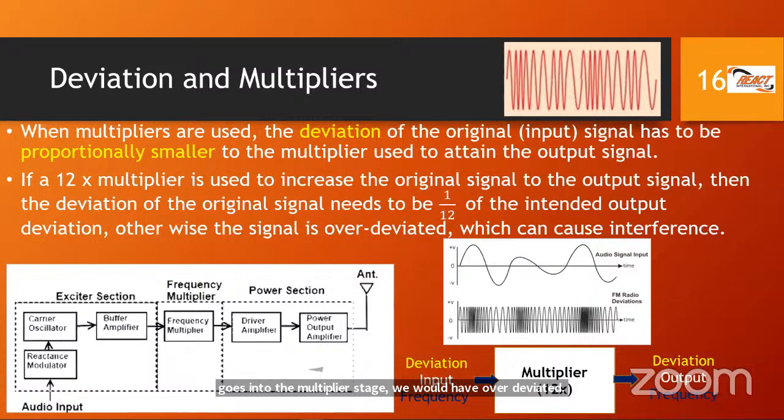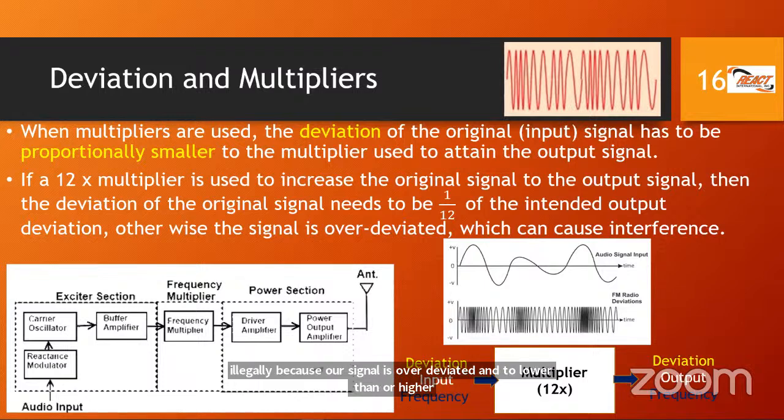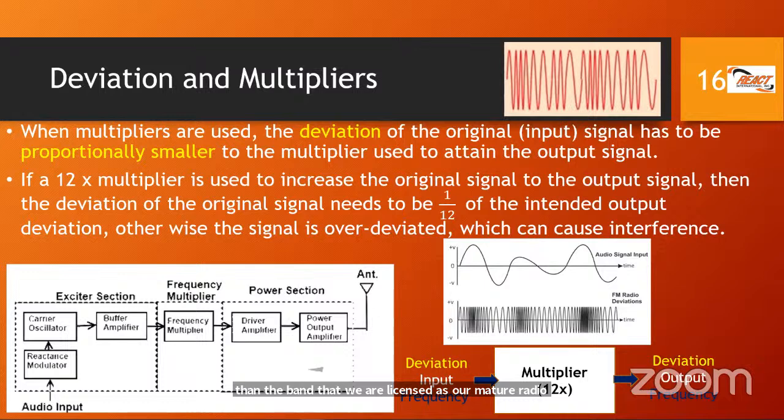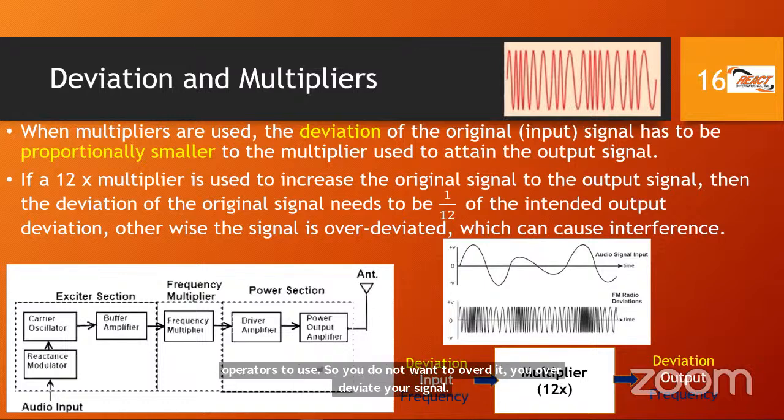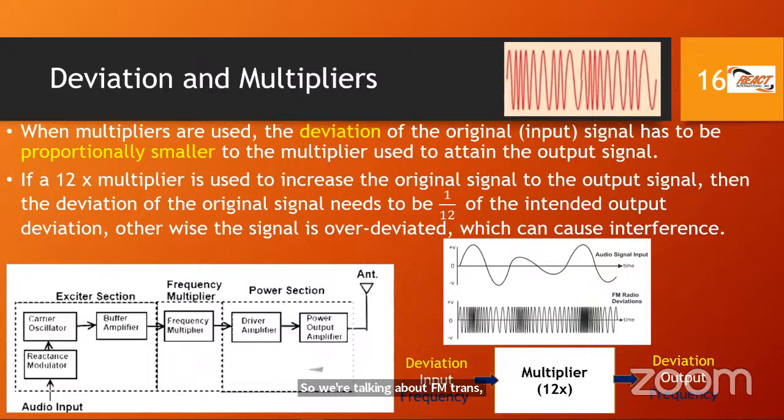So what we essentially are talking about is taking into account the fact that the signal is going to end up in a multiplier. So it will multiply the frequency, yes, but it will also multiply the deviation. And because it's going to multiply the deviation, we do not want to over deviate. If you remember, we talked about over deviating. We might end up exceeding the bandwidth. If we're at the edge of a band, we might end up operating illegally because our signal is over deviated into lower than or higher than the band that we are licensed as amateur radio operators to use. So you do not want to over deviate your signal. You're talking about FM signals here, and if you over deviate, you're operating illegally. We do not want to do that.